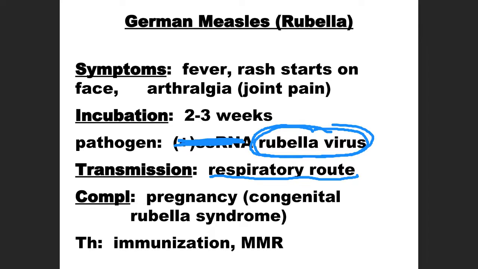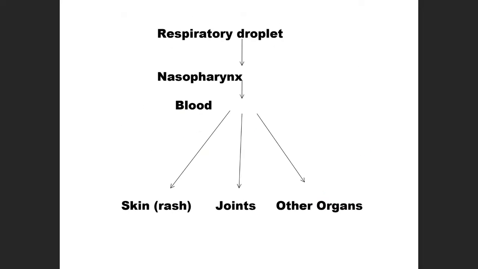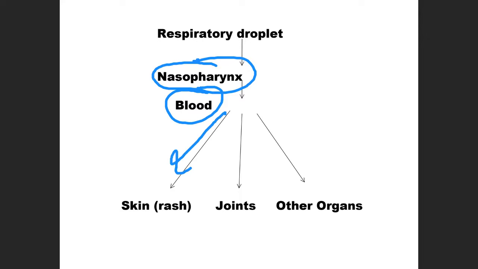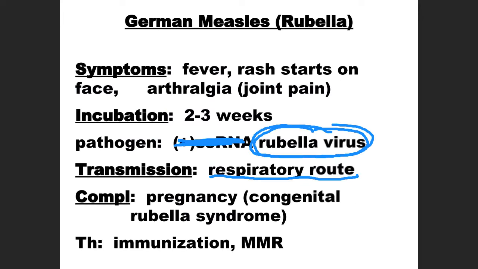But then the virus migrates from the upper respiratory tract, mainly the nasopharynx, into the blood, and then the blood can carry it to the skin where it causes a rash. It can carry it to joints where it causes a lot of joint pain, and it can also carry it to a lot of other organs. But it starts off as a respiratory tract infection.